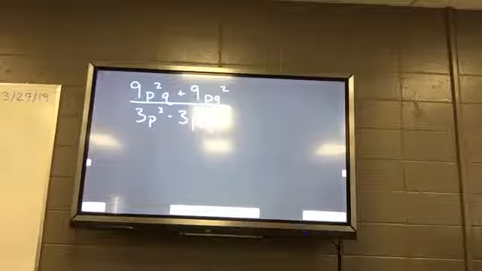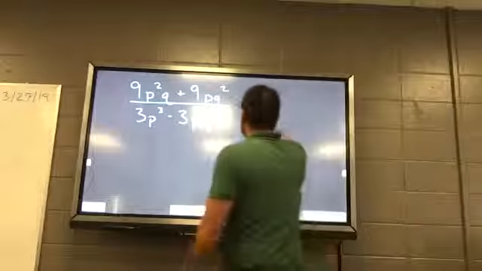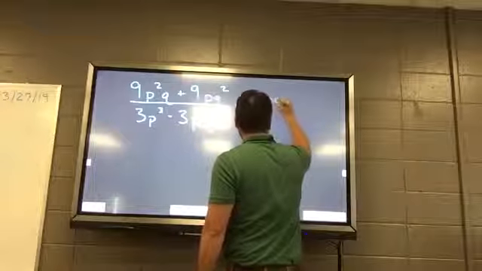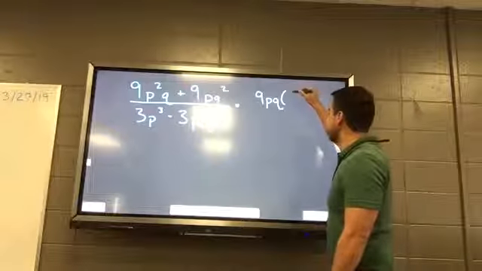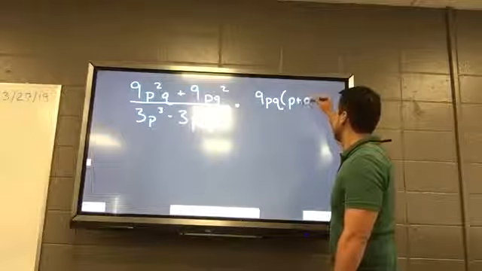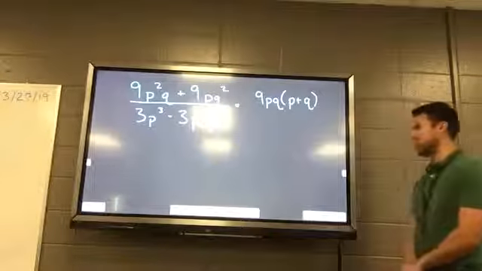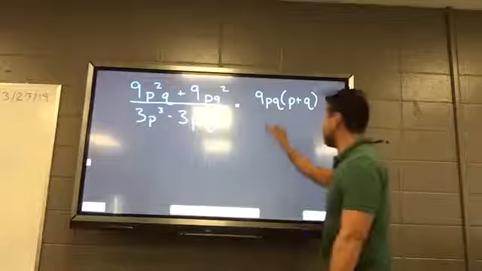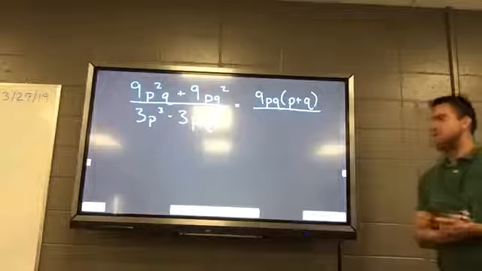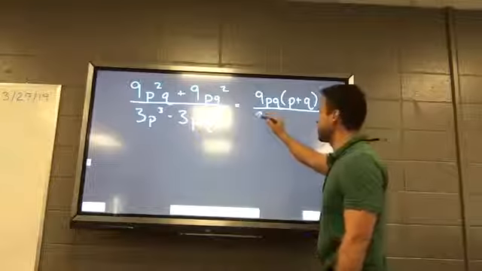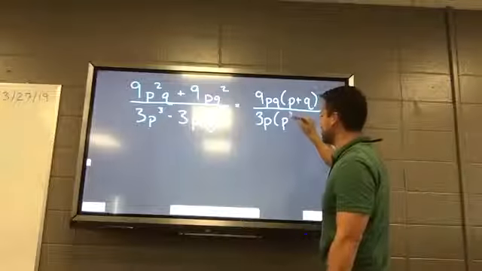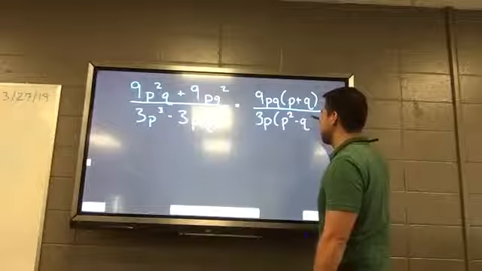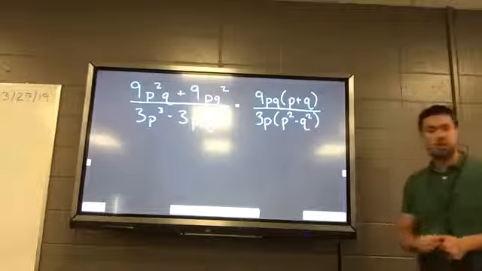GCF. What's the GCF of the numerator? I think it's 9PQ. 9PQ, and be careful with all these numbers and variables, they're very similar. What was left in parentheses? P plus Q. Yes. What about the factoring of the denominator? 3P. Just 3P. And we're left with P squared minus Q squared, I think. So just be careful with that.